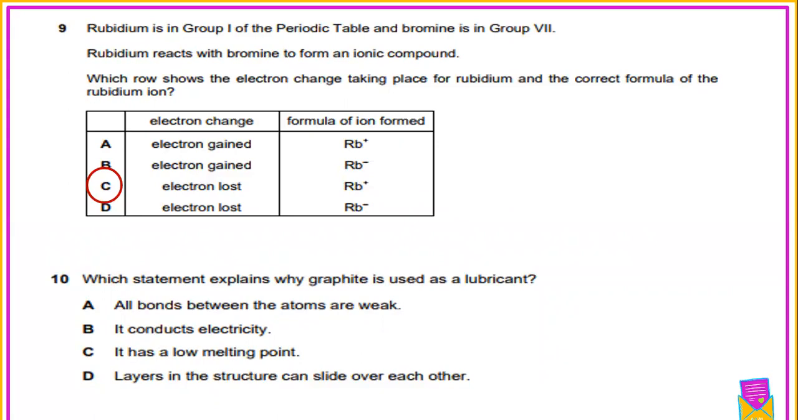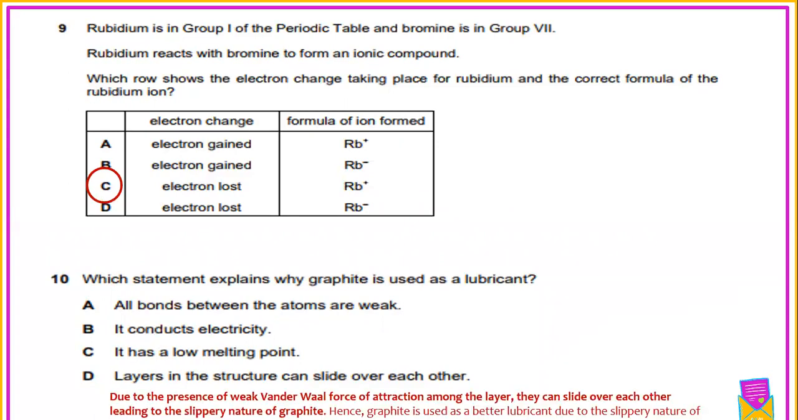Which statement explains why graphite is used as a lubricant? Due to the presence of weak van der Waals forces of attraction among the layers, they can slide over each other, leading to the slippery nature of graphite. Hence, graphite is used as a better lubricant. So I will say that the answer for this is: layers in the structure can slide over each other.